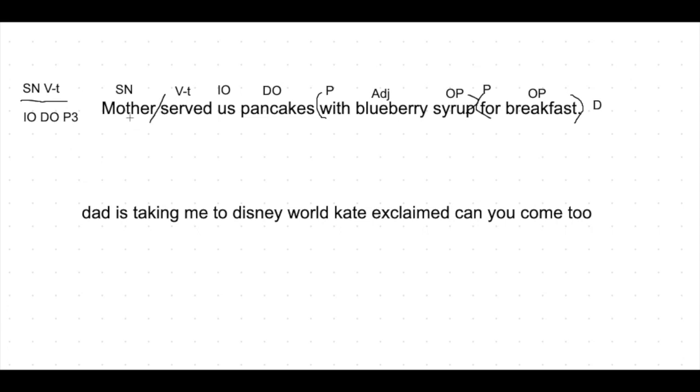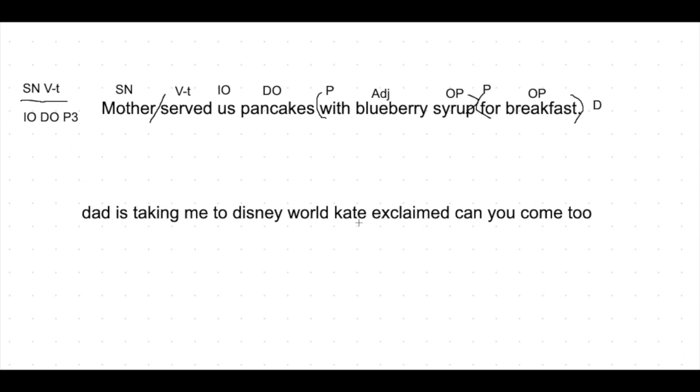For our next sentence, you need to write this down and you need to fix all of the errors. It does have quotations in it. All right, I'm going to do it with you. I hope you tried to do it on your own. It says, Dad is taking me to Disney World, Kate exclaimed. Can you come too?